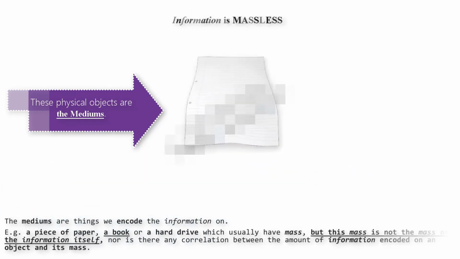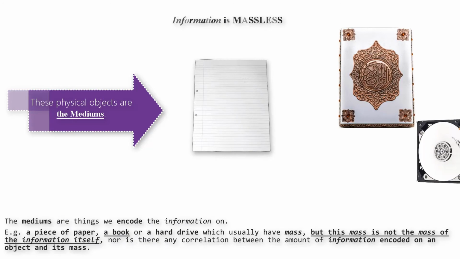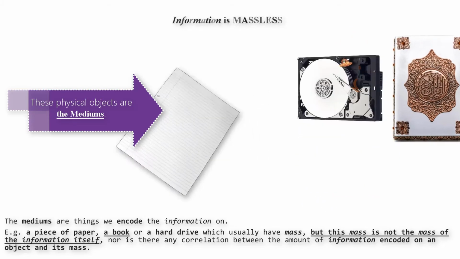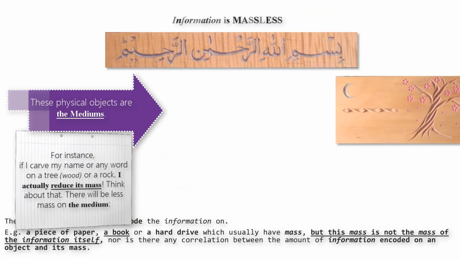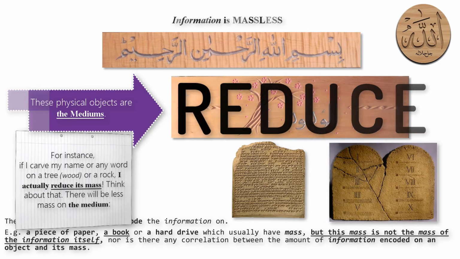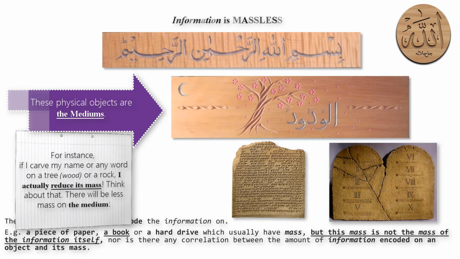For example, a piece of paper, a book, or a hard drive, which usually have mass, but this mass is not the mass of the information itself, nor is there any correlation between the amount of information encoded on an object and its mass. For instance, if I carve my name or any word on a tree or a rock, I actually reduce its mass. Think about that. There will be less mass on the medium.